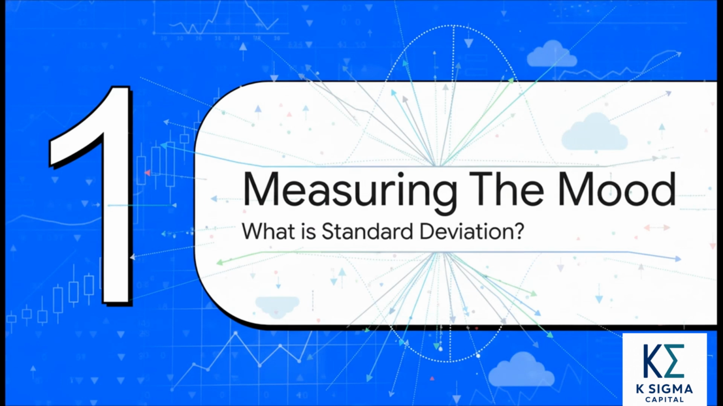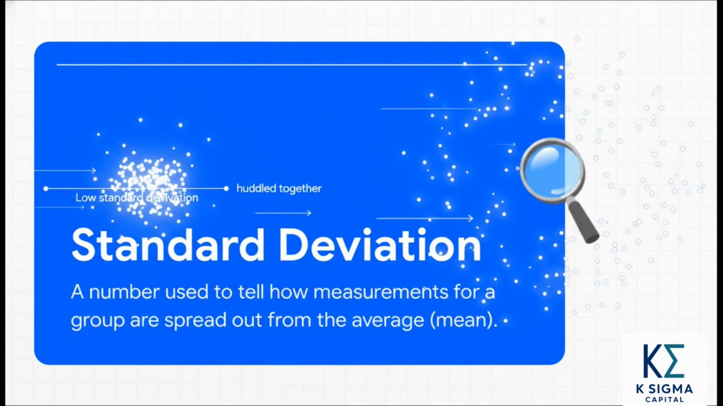All right, so let's start at the very beginning. Standard deviation might sound a little technical, but honestly, it's just a way to measure how spread out a bunch of numbers are. Think of it like this. If you have a low standard deviation, it means all your data points are kind of huddled together, really close to the average. But a high standard deviation, that means they're scattered all over the place, far away from the average. It's really just a measure of consistency, or a lack of it.